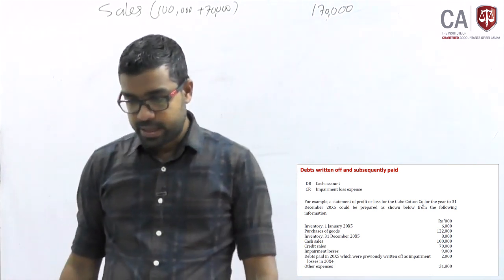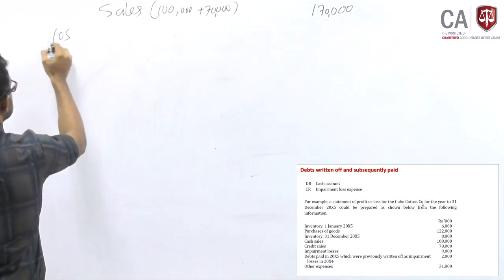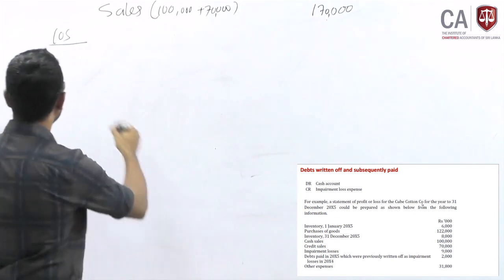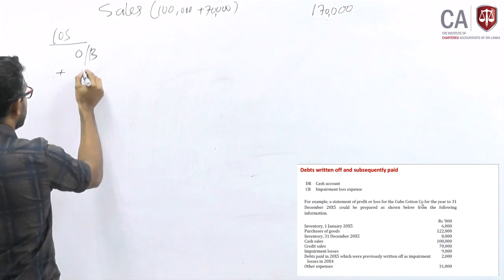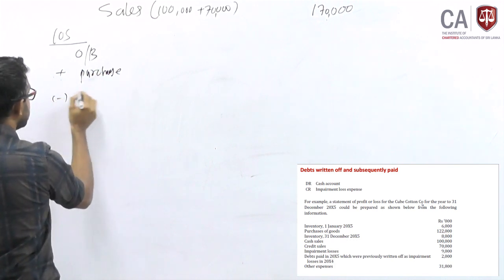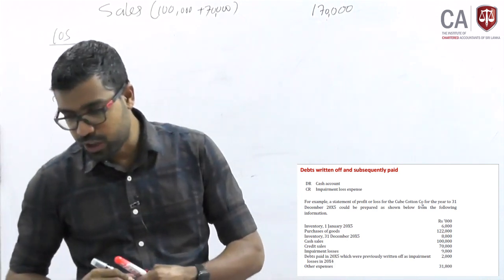170,000 sales. Then you have to figure out cost of sales. How do you calculate cost of sales? Opening balance of inventory plus purchases minus closing balance of inventory. Opening balance of inventory, how much?